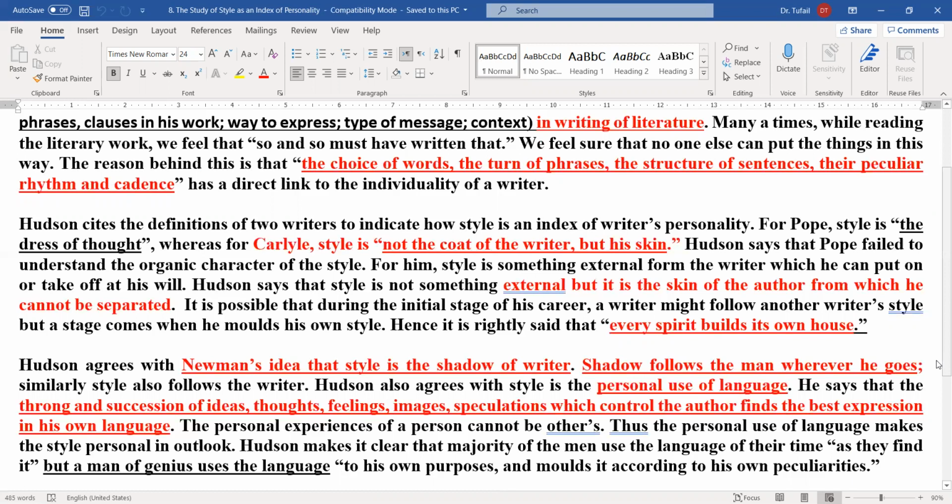Style is the dress of a thought. Whereas for Carlyle, Thomas Carlyle, another very famous prose writer, he said style is not the coat of the writer, but his skin.